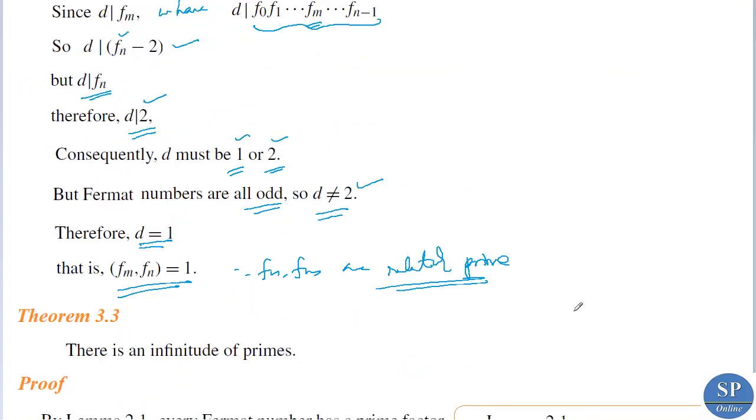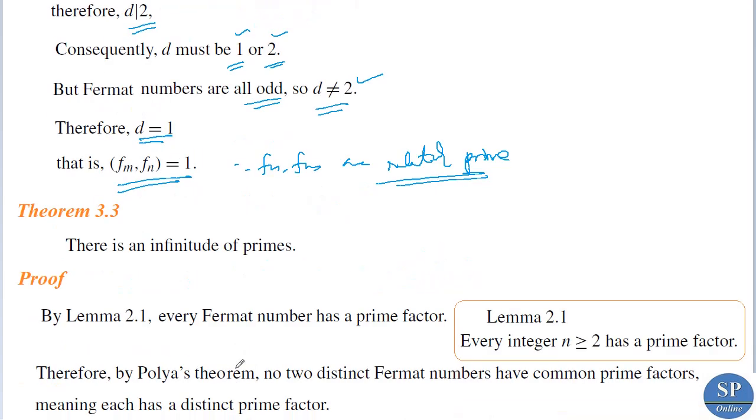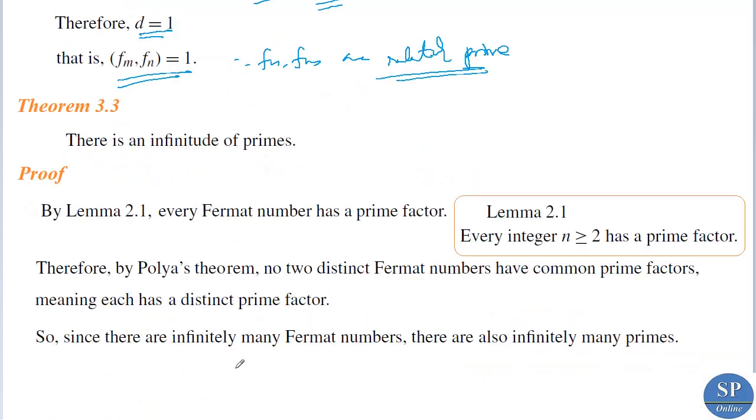Now we have another theorem, theorem 3.3. The theorem states that there are infinitely many primes. To prove this, first we use Lemma 2.1: every integer n greater than or equal to 2 has a prime factor. So every Fermat number has a prime factor, because every Fermat number is greater than or equal to 2.